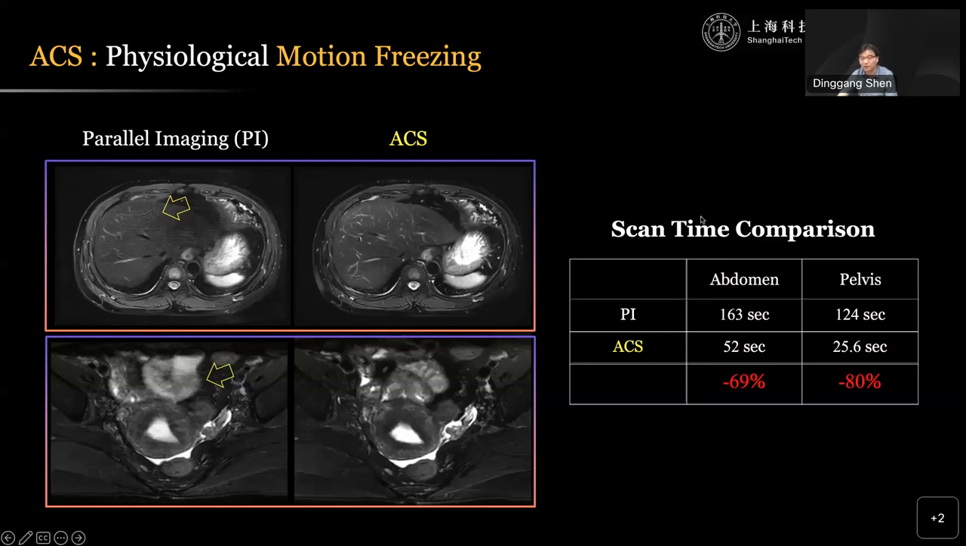And also, we can see from the table on the right that we can reduce the scanning time for the abdominal area compared to parallel imaging. ACS can reduce the scanning time by 69%, and also for the pelvis, we can reduce the scanning time by 80%. So we can basically freeze physiological motion, which means you can also see the vessel details very clearly.